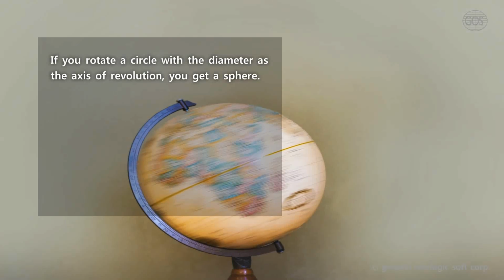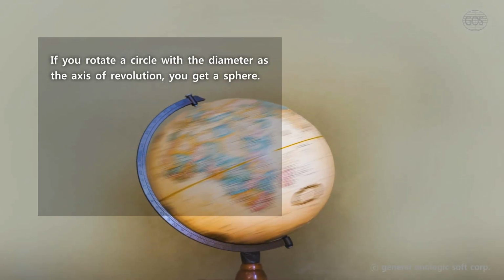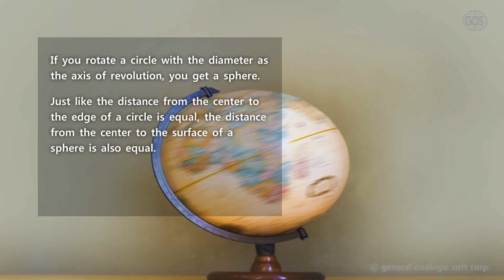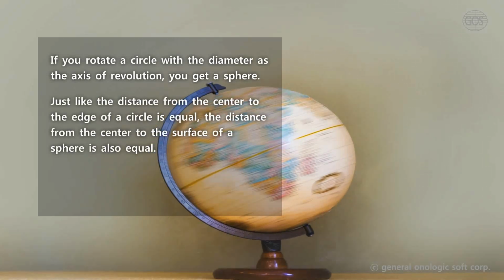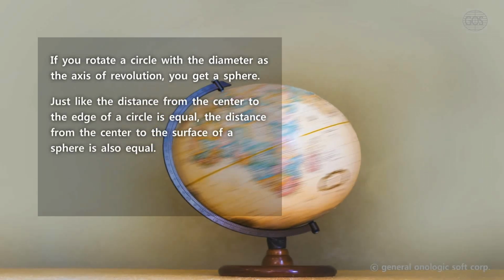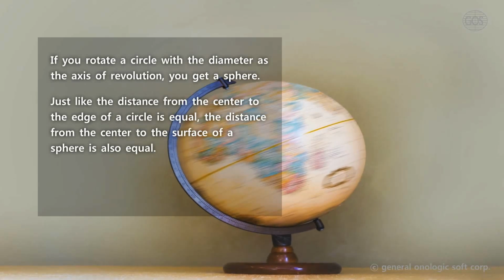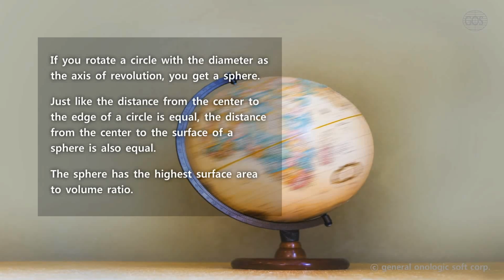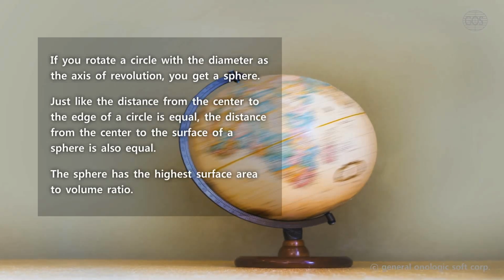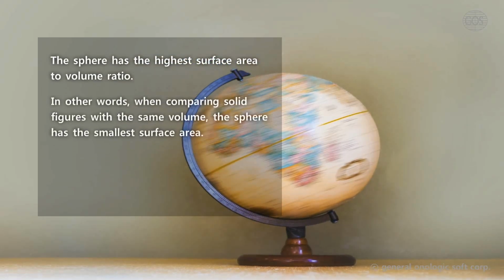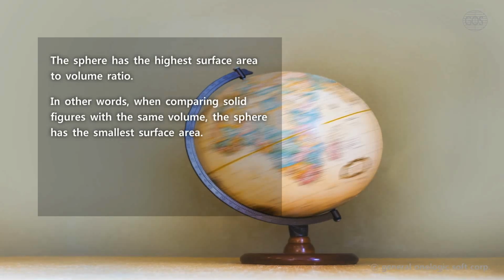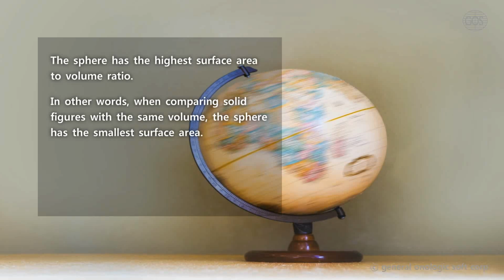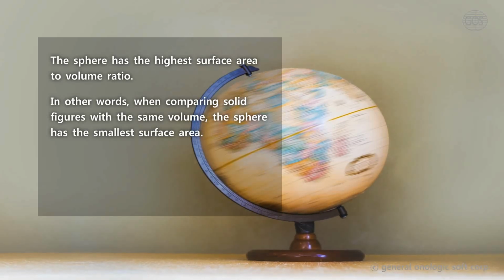If you rotate a circle with the diameter as the axis of revolution, you get a sphere. Just like the distance from the center to the edge of a circle is equal, the distance from the center to the surface of a sphere is also equal. The sphere has the highest surface area to volume ratio. In other words, when comparing solid figures with the same volume, the sphere has the smallest surface area.